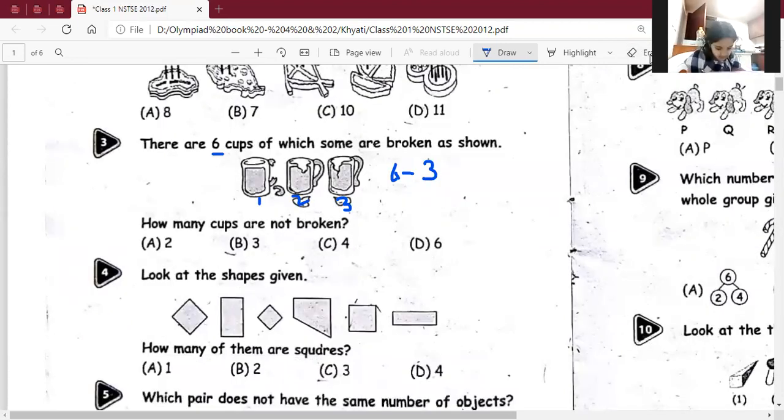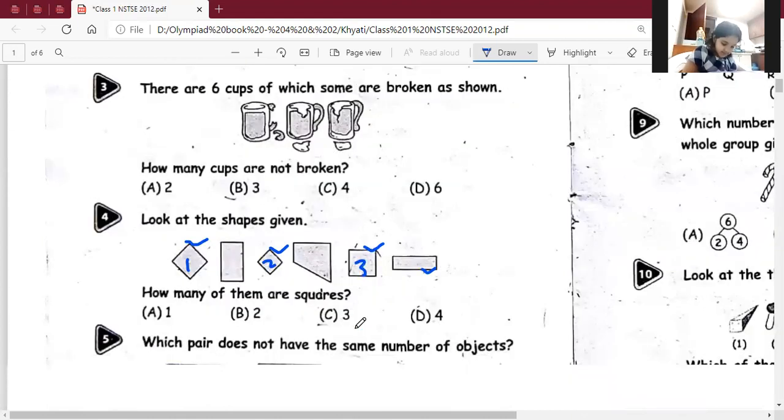Okay, next question number 2. Look at the shapes given. How many of them are squares? One. How many are square, beta? Ma'am, there is 1 square. But these are square, beta. These are the square, only 4 shapes. These are the rectangle. This is the rectangle. 1, 2, and 3. Okay, ma'am. Okay, next one.